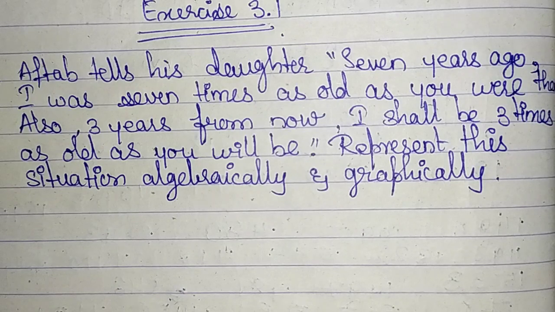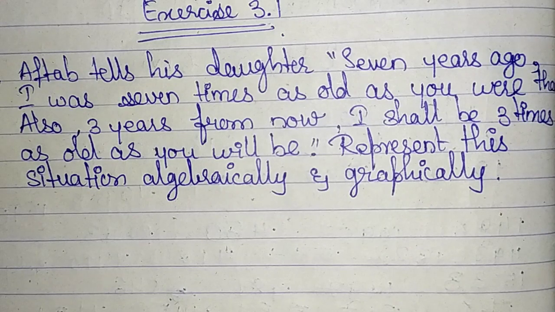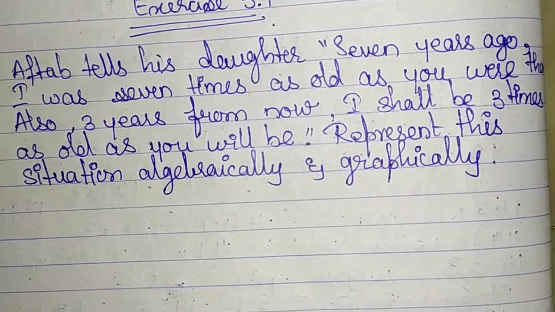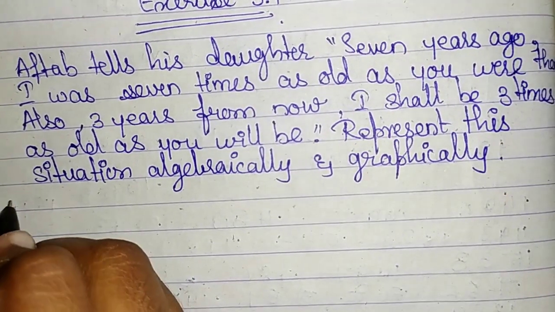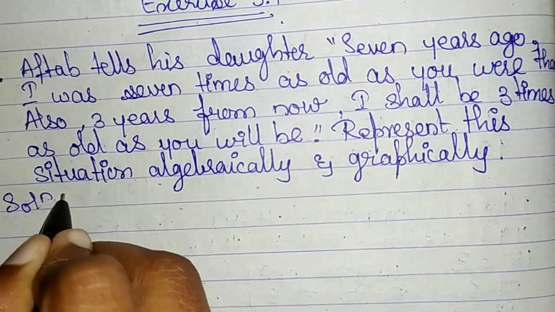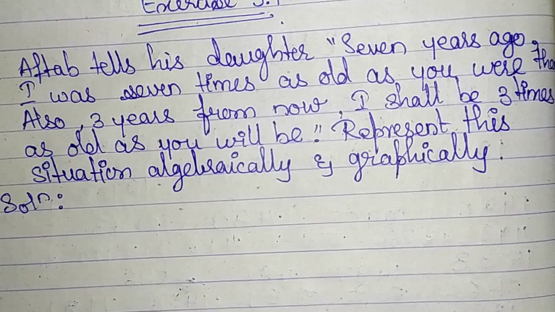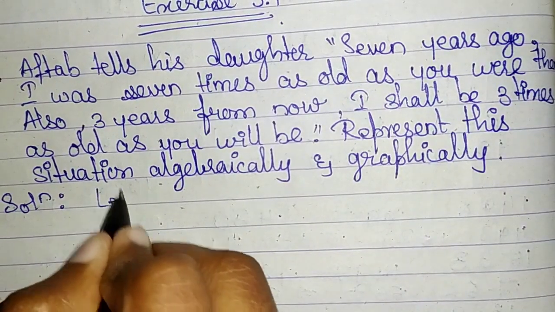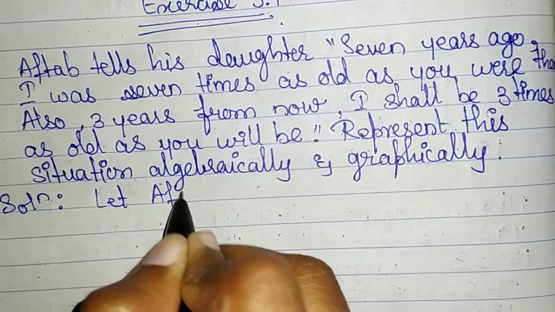Also, 3 years from now, that is if this is 2020, then in 2023, "3 years from now, I shall be 3 times as old as you will be." So represent this situation algebraically and graphically. First let us represent it algebraically. Solution: let Aftab's age be x.